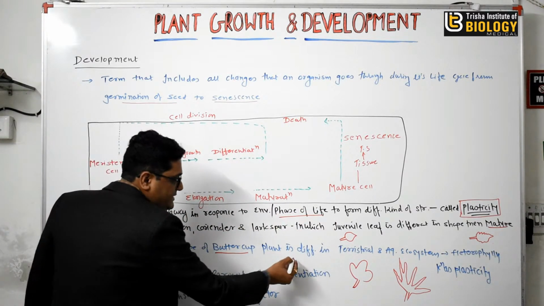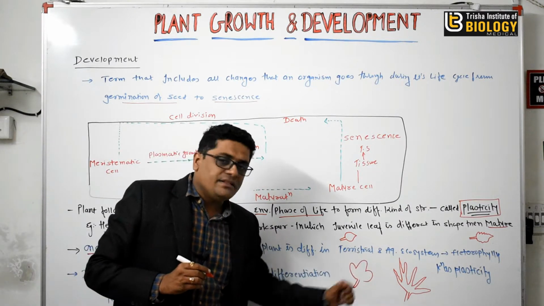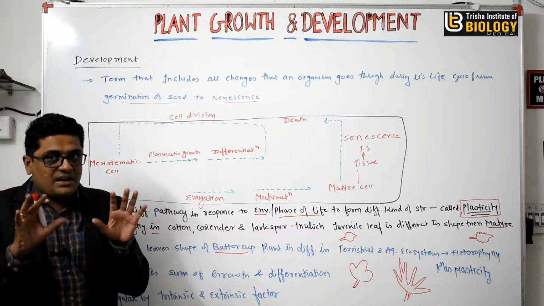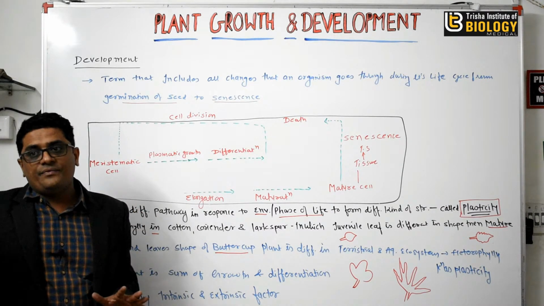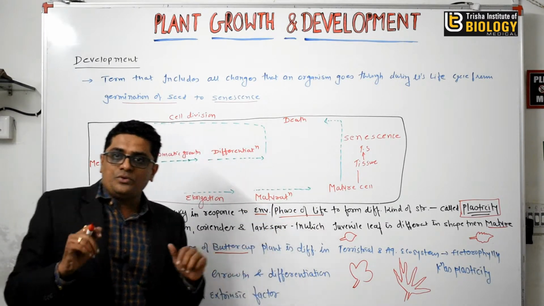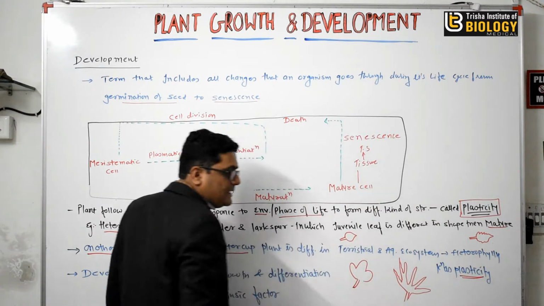The first example is with respect to phases of life, the juvenile phase and the adult phase. The second example is environmental condition, like the terrestrial environment and the aquatic ecosystem. So different structures are formed with respect to different environmental conditions and different phases of life. That process is known as plasticity.